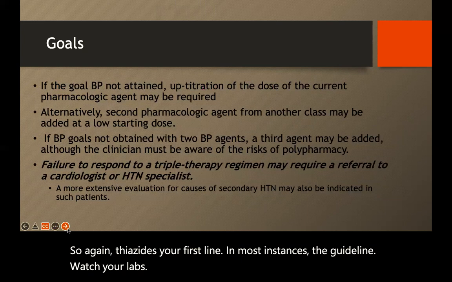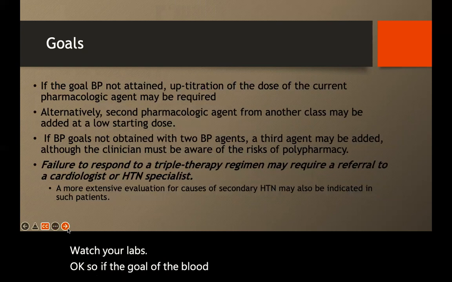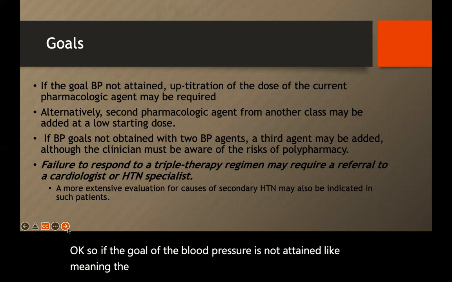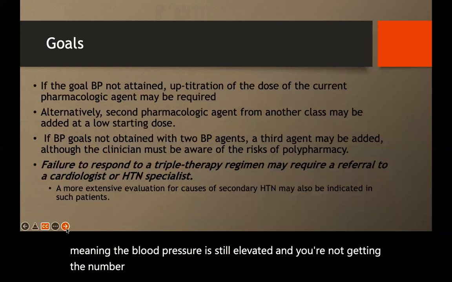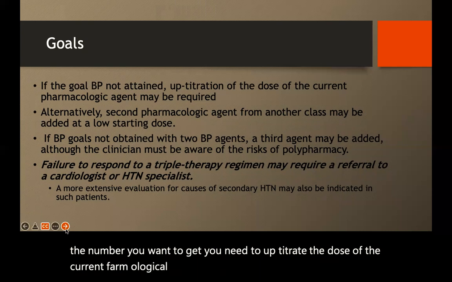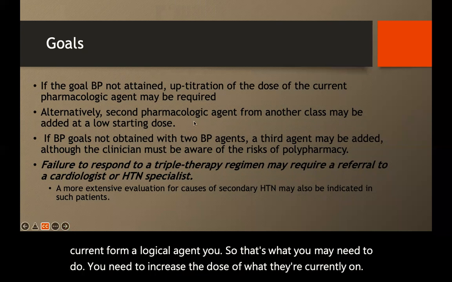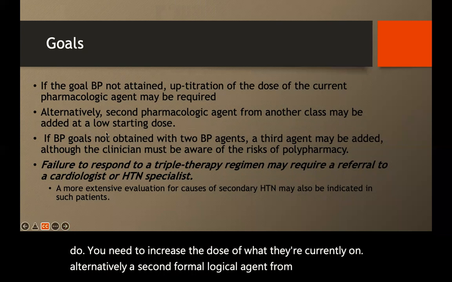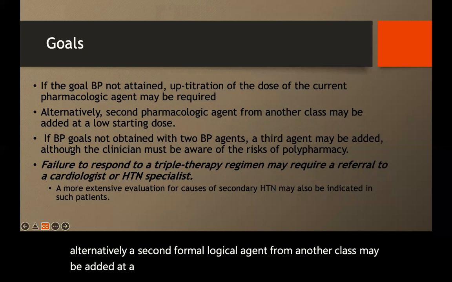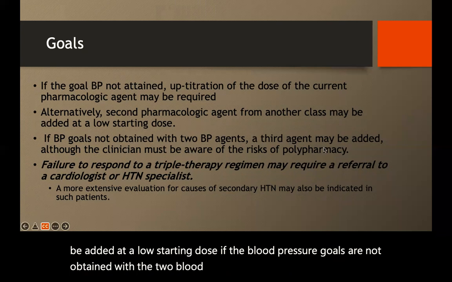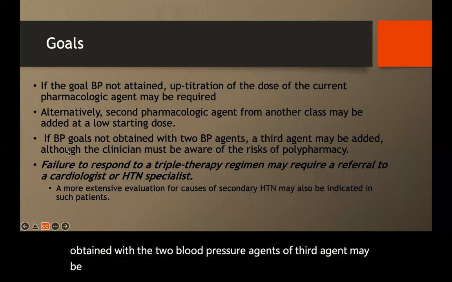Okay, so if the goal of the blood pressure is not attained, meaning the blood pressure is still elevated and you're not getting the number you want to get, you need to up-titrate the dose of the current pharmacological agent. You need to increase the dose of what they're currently on. Alternatively, a second pharmacological agent from another class may be added at a low starting dose. If the blood pressure goals are not obtained with the two blood pressure agents, a third agent may be added, although the clinician must be aware of the risk of polypharmacy.